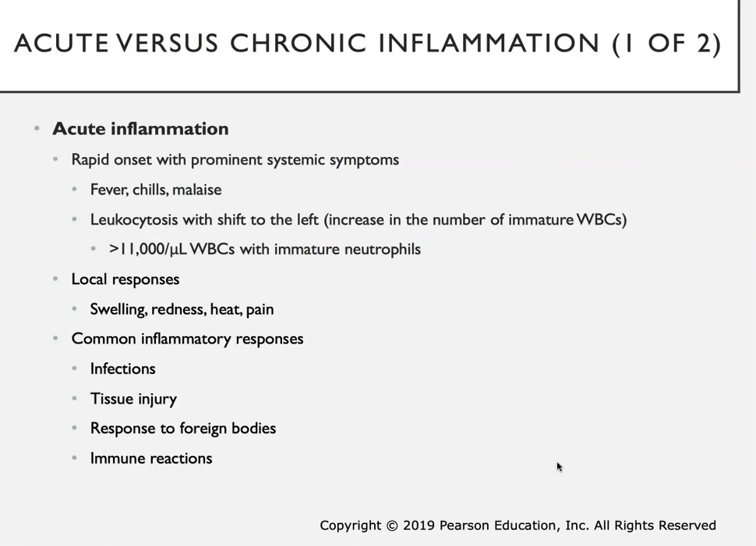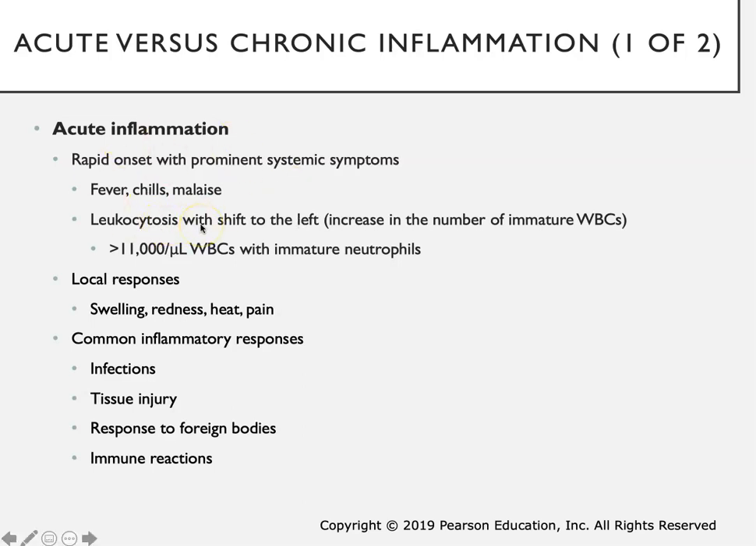Okay, so now let's talk a little bit about acute versus chronic. We were just talking about innate versus adaptive immune activity. Let's now talk about acute versus chronic. I'm sure we know the terms, so let's talk about some of the characteristics of both. For acute inflammation, rapid onset, with prominent systemic symptoms such as fever, chills, malaise. These are characteristics of acute inflammation, and when we say acute, this is going to go away pretty quickly as well.